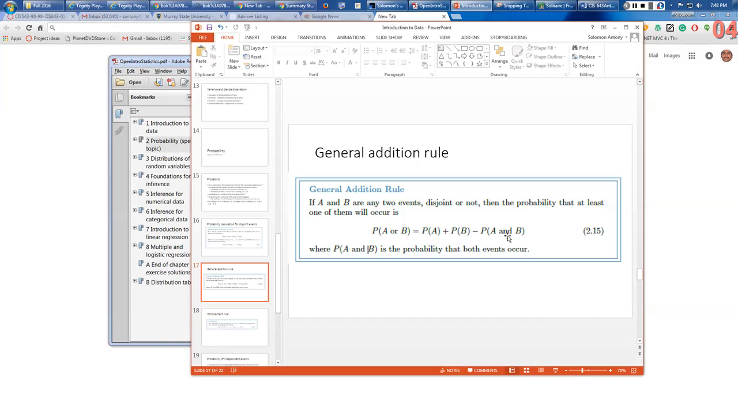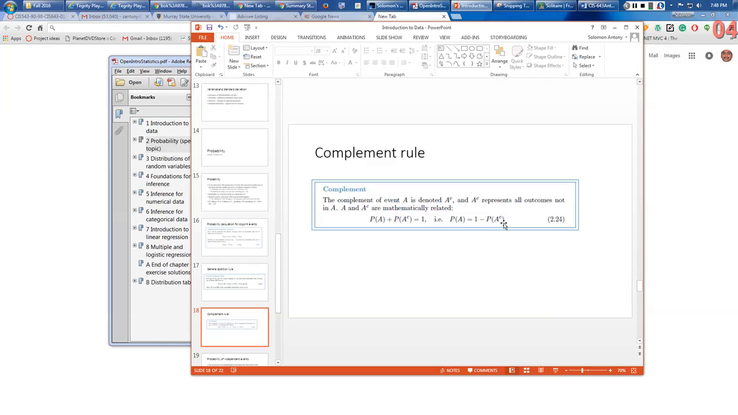Probability of A or B is given as probability of A plus probability of B minus probability of A and B. A complement rule is when you have an event A happening, and the probability of the event not happening, that is the complement, or A complement, is 1 minus probability of the event happening. So probability of A complement equals 1 minus probability of A, or probability of A is 1 minus probability of A complement.